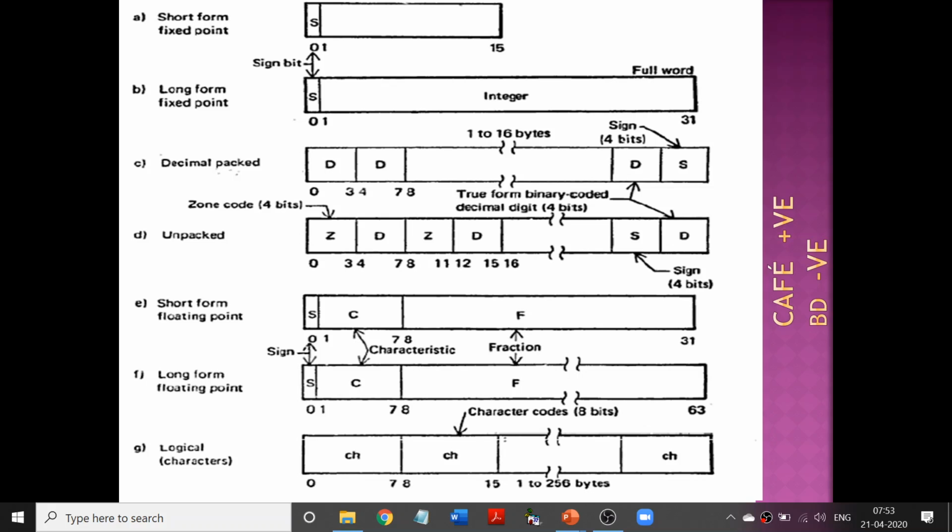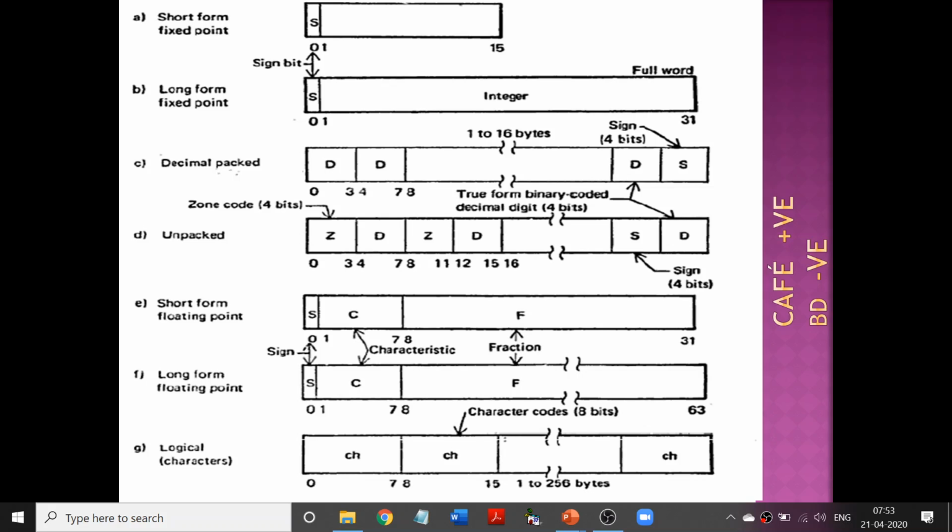So what is the format? First is going to be the sign bit as usual. Next one is going to be the character part of it, and the second half is going to be the fraction part of it. But what is the size? 1 bit for sign, 8 bits for your character part, and the remaining 8 to 31 for your fractional part. This is how a number is going to be stored.